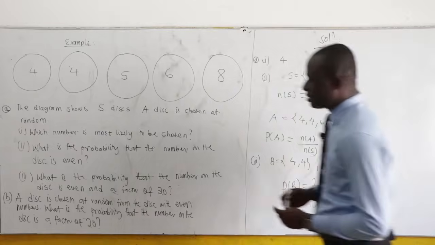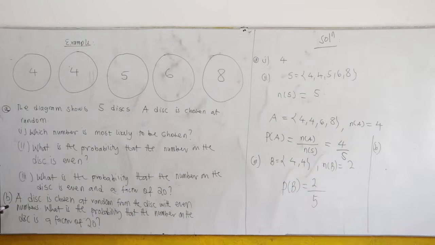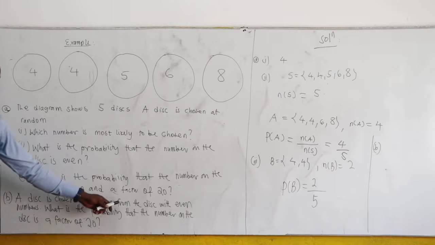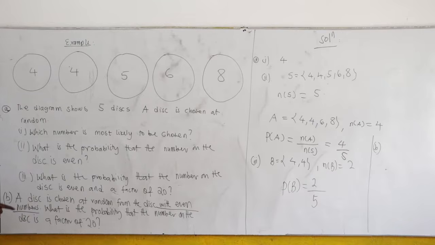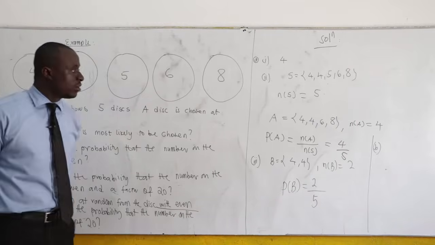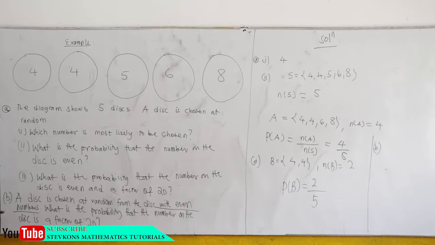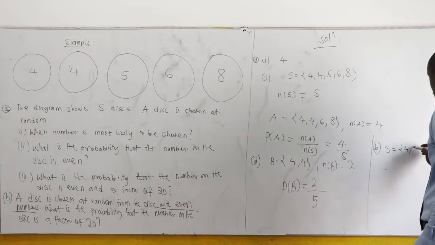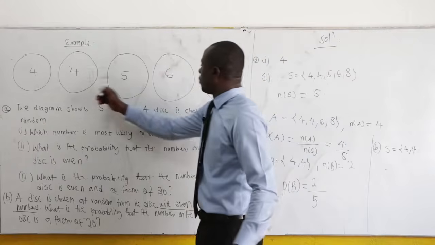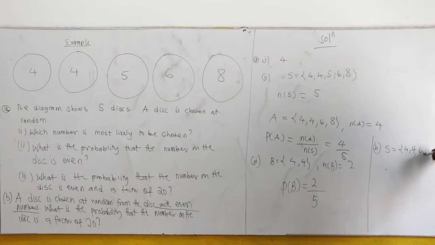Now let's see the second question, the B. The B says that a disk is chosen at random from the disks with even numbers. First, the sample space was everything including the odd numbers. But here, it was specific with even numbers. So for the B, our sample space will now change to only even numbers. That is 4, 6, 8. This is now our sample space. So the number of the sample space, 1, 2, 3, 4, is 4. What's the question?